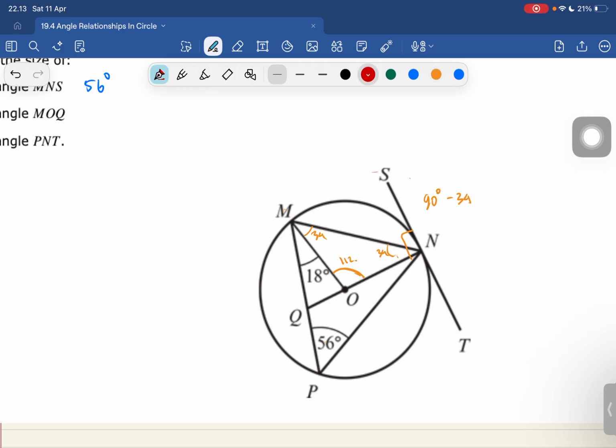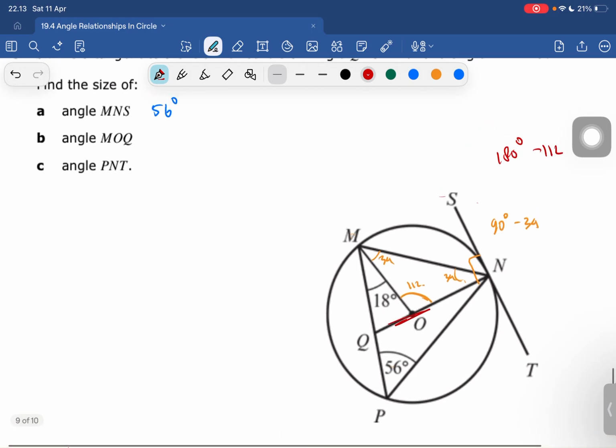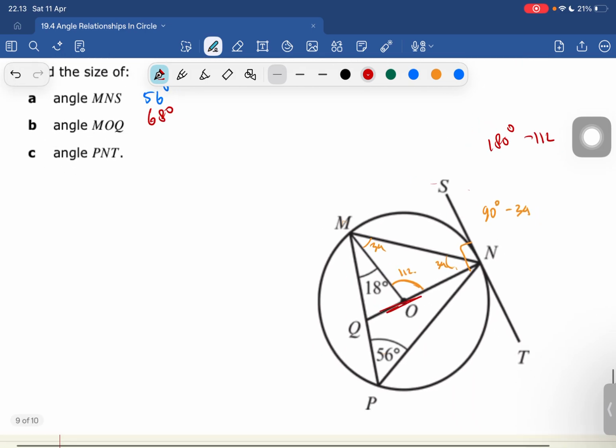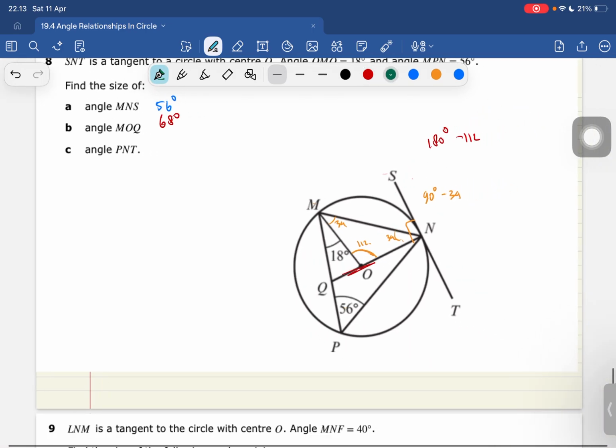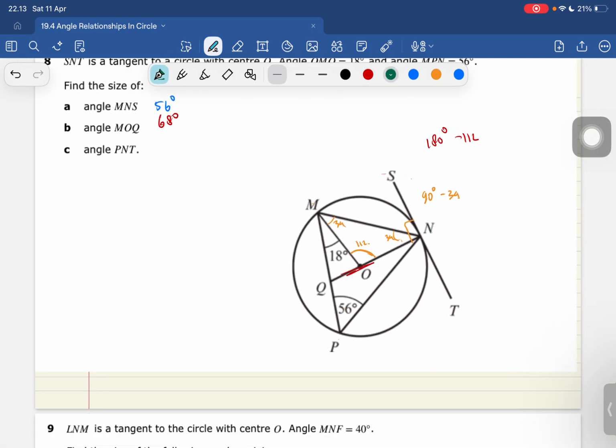Next, this is a line angle, which is 180. So 180 degree, we can just minus 112. So 180 degree minus 112, here is 68 degree. Next, let's find P and T. Okay, here reverse P and T. Okay, here is 34.